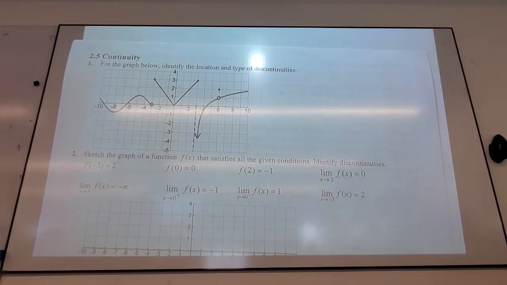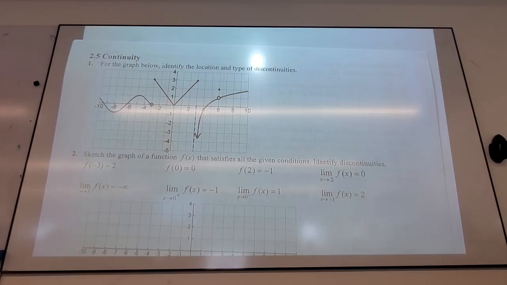If you were graphing a function and you made an XY table and you put a negative 3 and you get a 2 out, what could you plot on the graph? That's what it is.